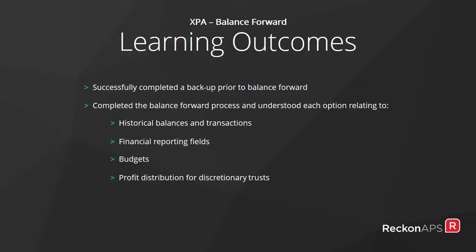So we've successfully completed the backup prior to the balance forward. We've completed the balance forward process and understood each of the options relating to the historical balances and transactions, financial reporting fields, budgets, and profit distribution for a discretionary trust. For more information on your profit distribution, please refer to that course for profit distribution.